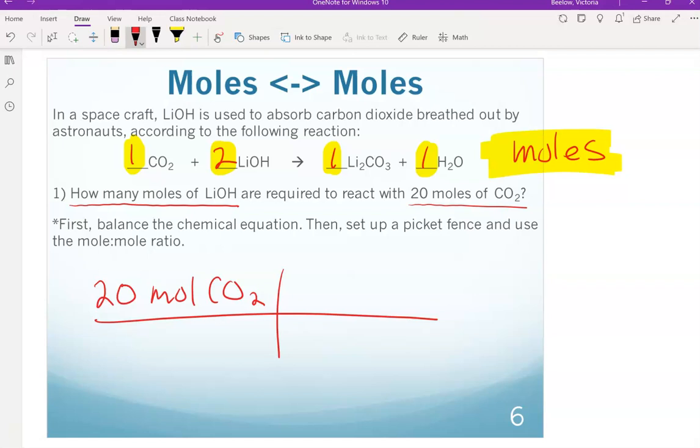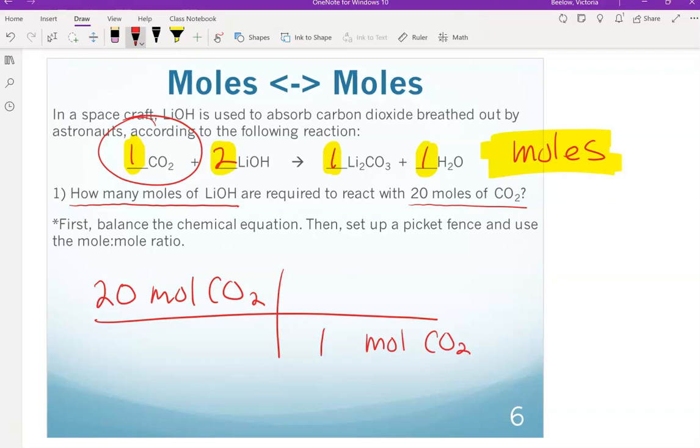Going back to my picket fence, always do this for your second step if you're not sure what to do. Write the units here that will match up so that they can cancel in the top and the bottom. So I have moles of CO2. So that number is going to come from the equation, which is 1. So that's where I'm getting the 1 from.